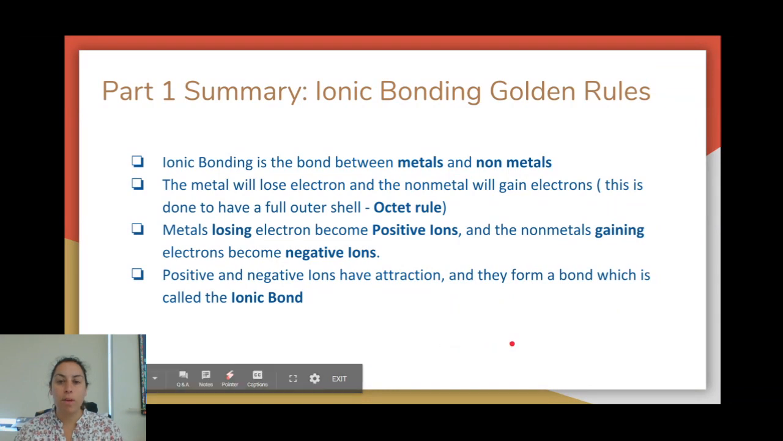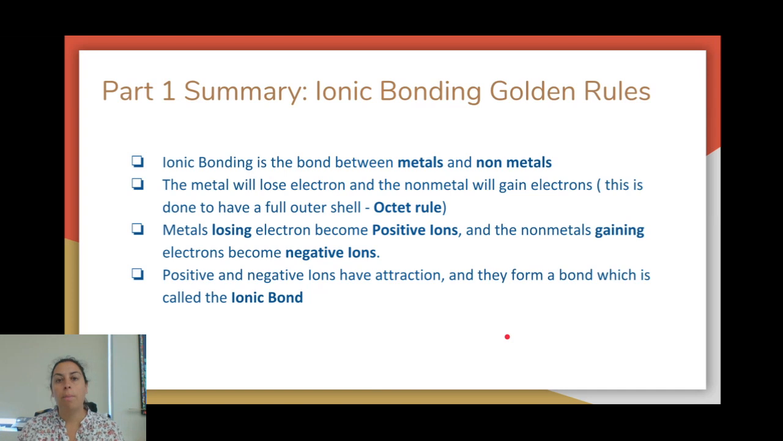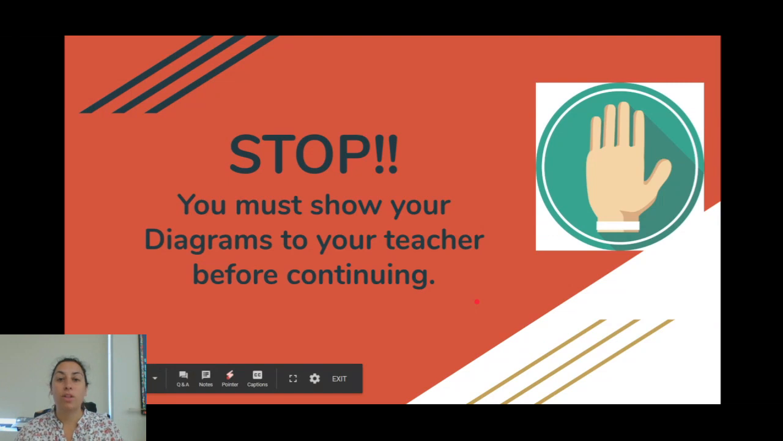Okay, summary, remember that ionic bonding is always between metals and non-metals. The metal will lose the electron and the non-metal will gain the electron. And this is done to have a full outer shell to follow the octet rule and to achieve stability. Metals losing electrons become positive ions, and non-metals gaining electrons become negative ions. Positive and negative ions have an attraction, and that's actually what forms the bond. So we didn't go over that a lot in this video. We had previously looked at it before, but because they become positively and negatively charged, they're attracted to each other. So make sure you finish those diagrams and the output before continuing.